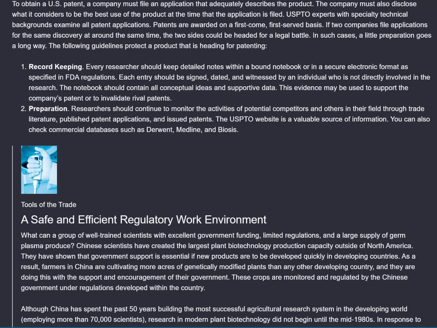If two companies file applications for the same discovery at around the same time, the two sides could be headed for a legal battle. In such cases, a little preparation goes a long way. The following guidelines protect a product that is heading for patenting.